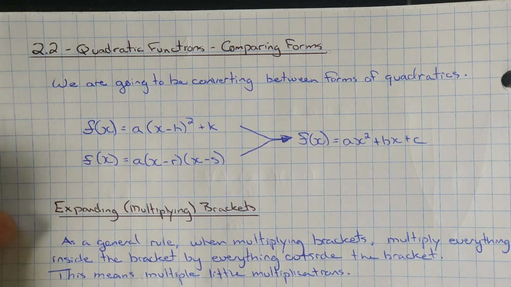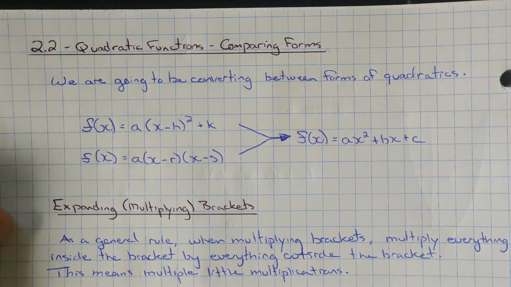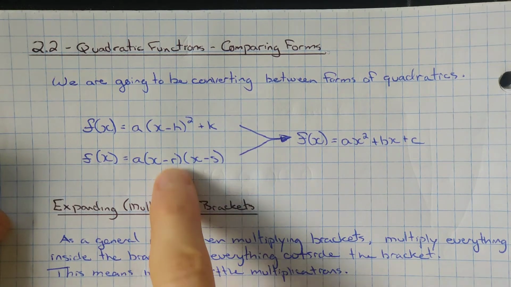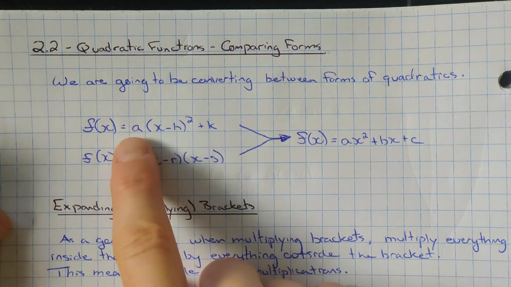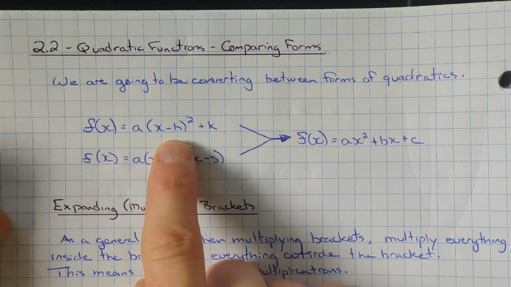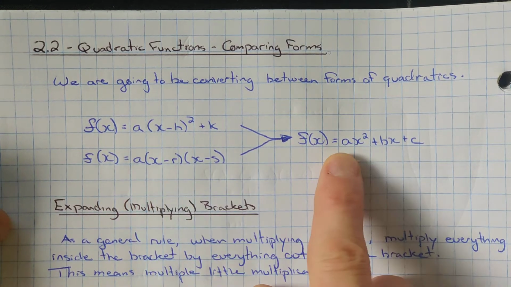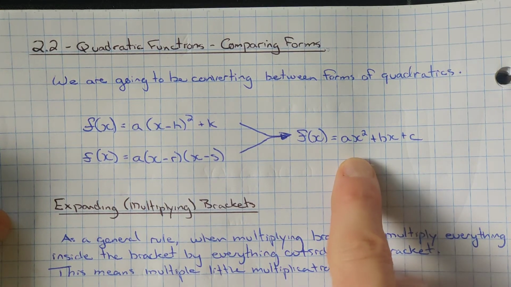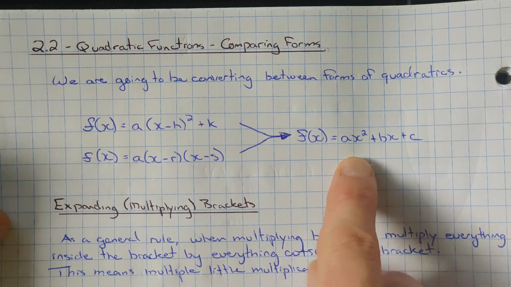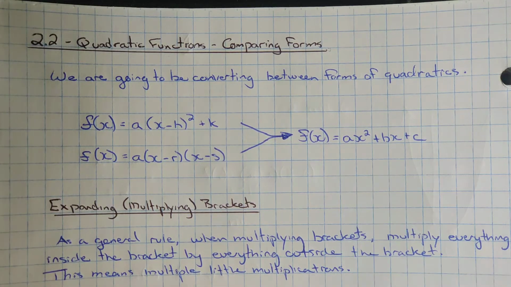So here we got the concept of taking our two forms here, the vertex form and the zeros form, and we're going to be able to convert them to the standard form. And so that's all we're focusing on in this one.